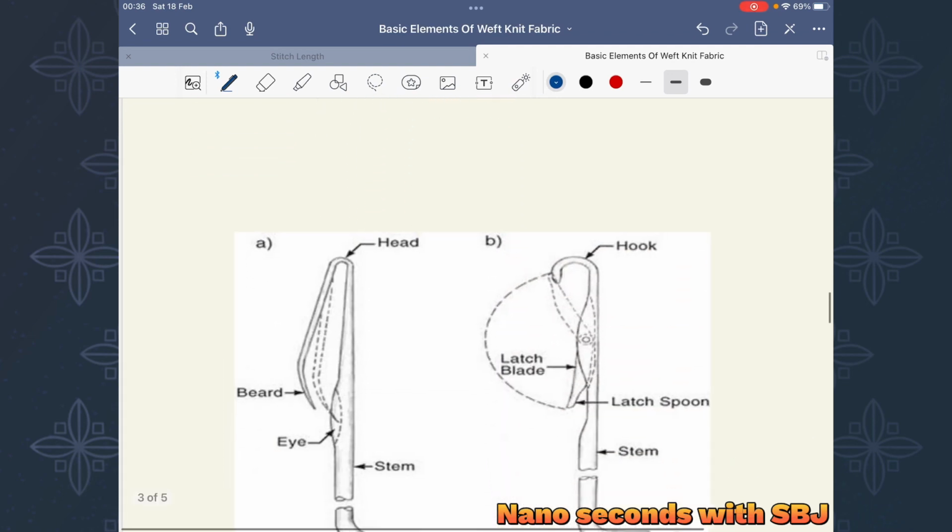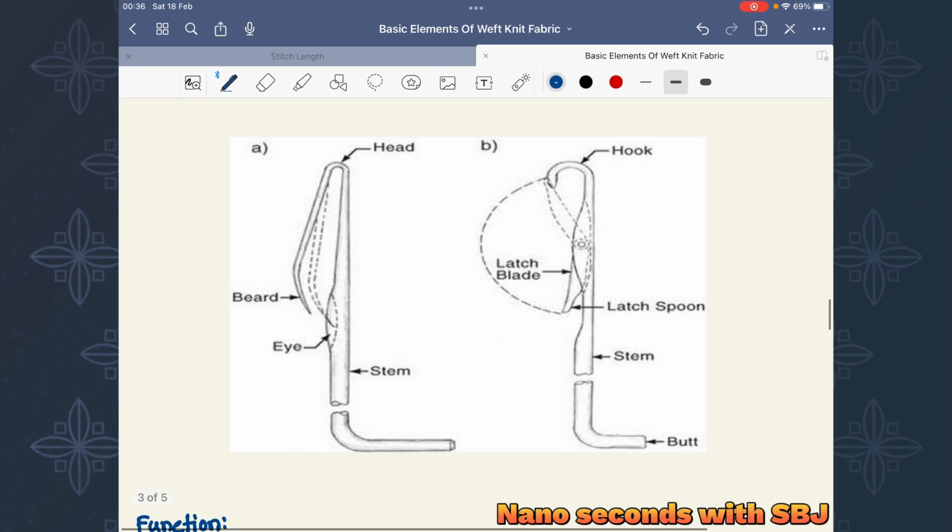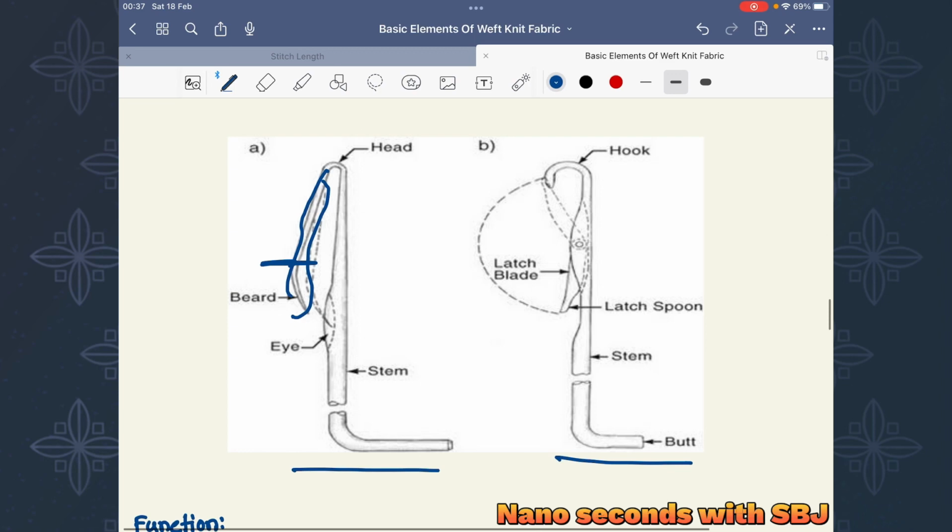Here you can see in the picture, on the left side, the bearded needle, and this is called the beard. It is called the beard part, and it is the most important part. On the right side you can see the latch needle, and this is the latch, and that's why it is called a latch needle.